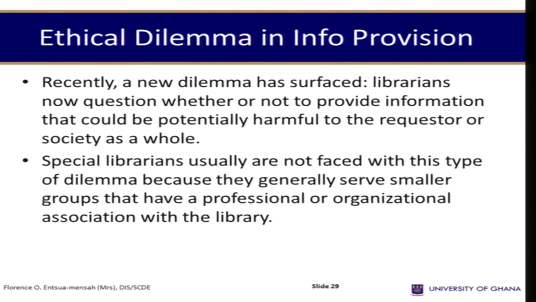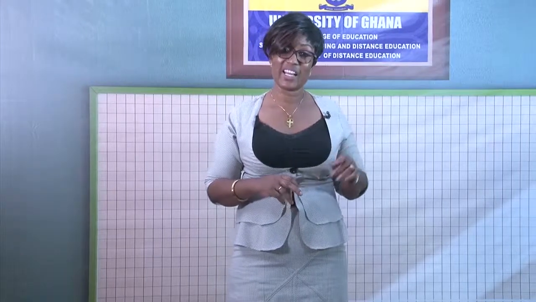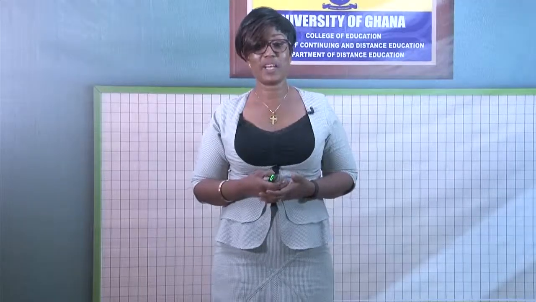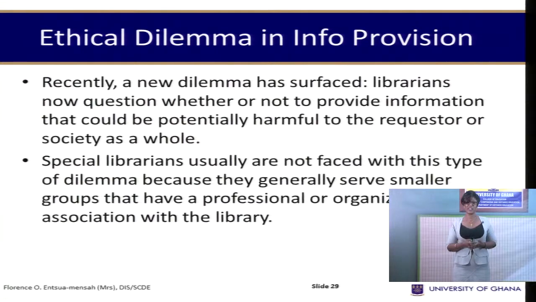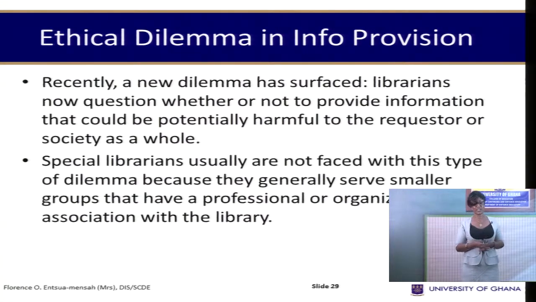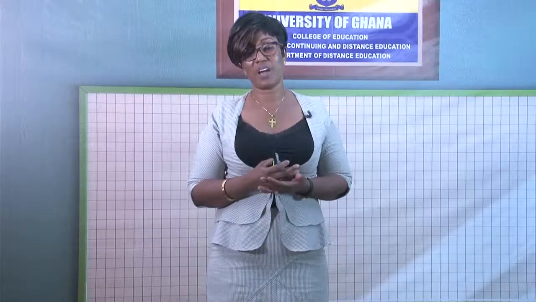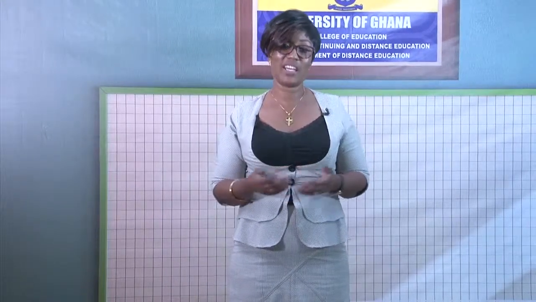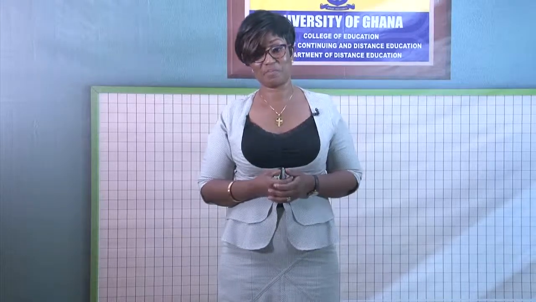Ethical dilemma in information provision. Recently, a new dilemma has surfaced. Librarians now question whether or not to provide information that could be potentially harmful to the requester or the society as a whole. Special libraries usually are not faced with this type of dilemma because they generally serve smaller groups that have a professional organization association with the library. What this means is that if we are supposed to serve our users, we should make information accessible to our users. And then that piece of information has been censored politically. As the information provider, you are in a dilemma. Do you have to give it out or not? But this pertains to public or academic libraries; special libraries do not face such problems.